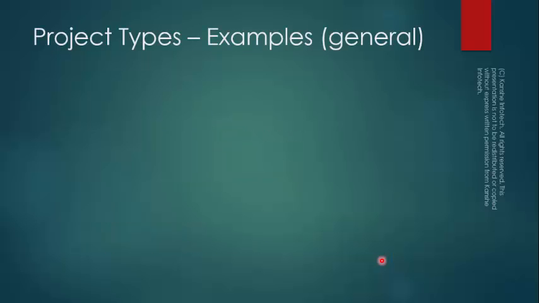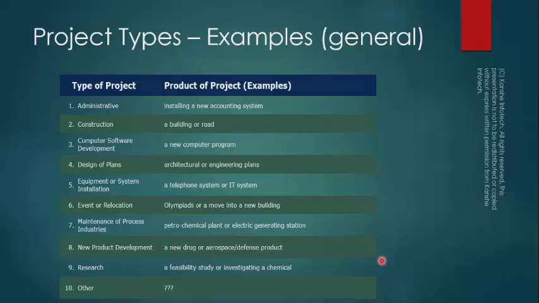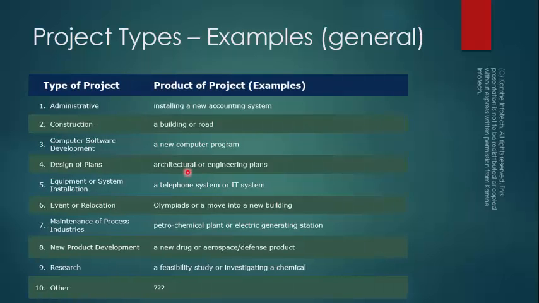Now, examples of project types, and this is a general project type. Now there could be different projects, and these may or may not be IT. These are mostly general project classifications. Administrative project, for example, installing a new accounting system. In construction, you may have a building or road construction. Computer software development, this is of course an IT project, so you may be building a new computer program. Design of plans, maybe architectural engineering plans.